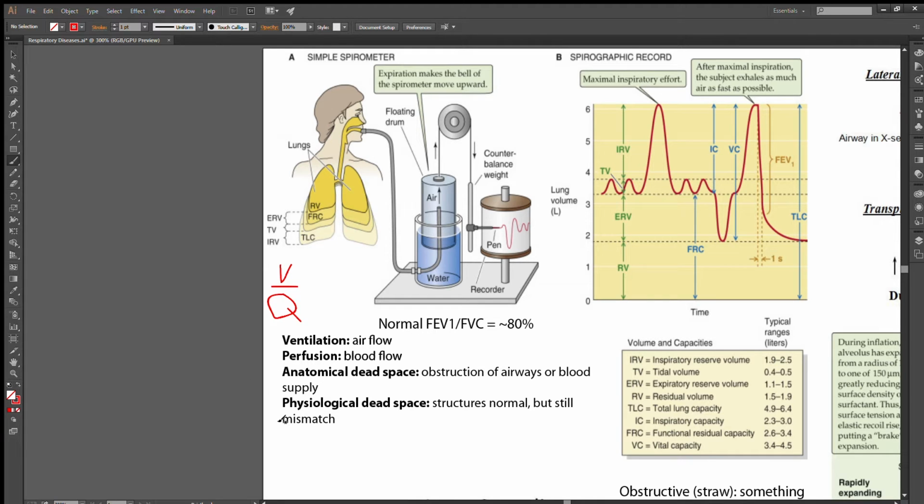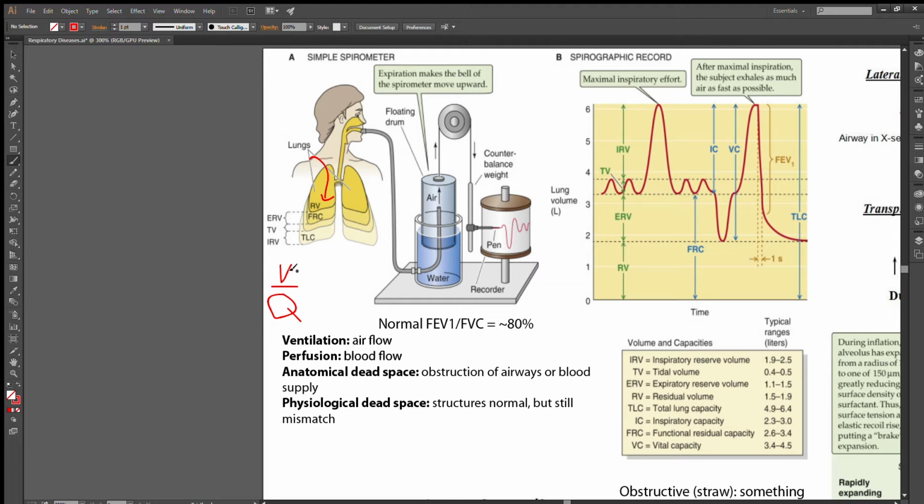Whereas physiological dead space is more like you have shunting of blood away. So you are still sending air in, you're ventilating, but the blood supply is not getting to that area. So the air is going down, but there's no exchange occurring. And that's where that physiological dead space would be. It's bringing blood to an area where it can't pick up or extract oxygen.